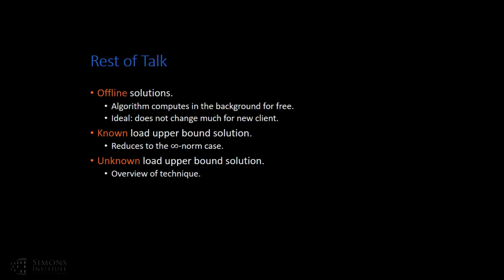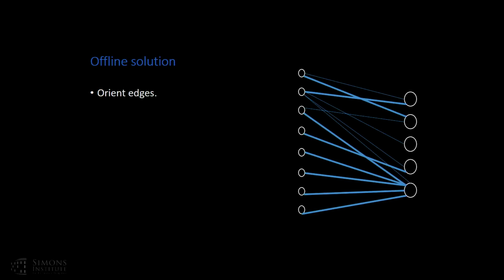And of course, we can always compute the offline solution for free in the background. We'll show that there is a polynomial time solution. And the ideal is that these solutions don't change much each time a new client arrives. So we have some vector of upper bounds of loads, and we don't want this to change too much each time a new client arrives. Then I'll show how to solve the known case, and I'll give an overview of how to solve the unknown upper bound case. Okay, so let's talk about the offline solution quickly.